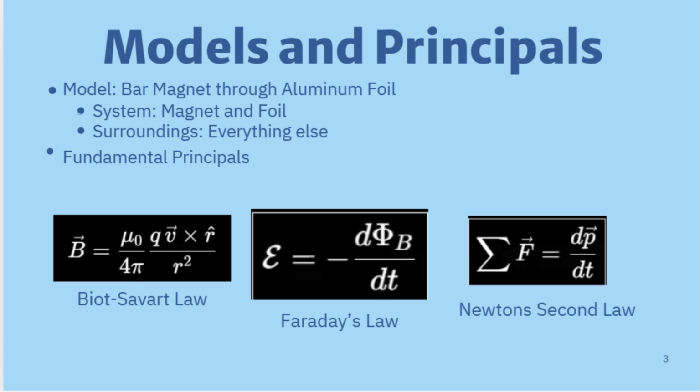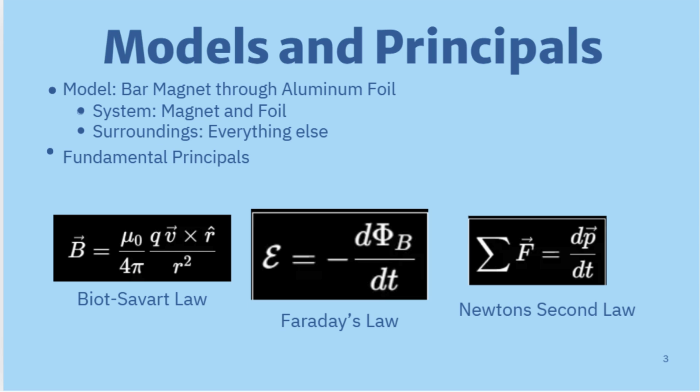So, models and principles. The model was a bar magnet falling through aluminum foil, the system being the magnet and the foil, where the surroundings were everything else. The fundamental principles included the Biot-Savart law, which we used to calculate the magnetic field produced by the moving magnet, and later the magnetic field associated with the induced currents in aluminum rings.